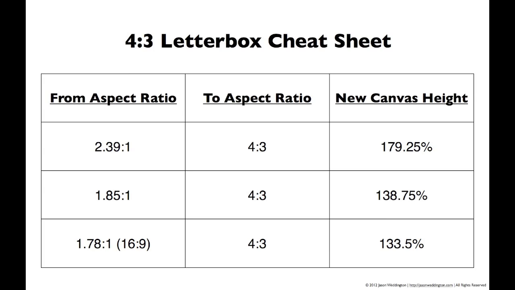Now we have a 2.39:1 aspect ratio image. We want to make that 4:3, so all we need to do is go to 179.25 on our canvas height. At the end of the movie, I'll give you a link where you can download this file as well. Let's go back to Photoshop.